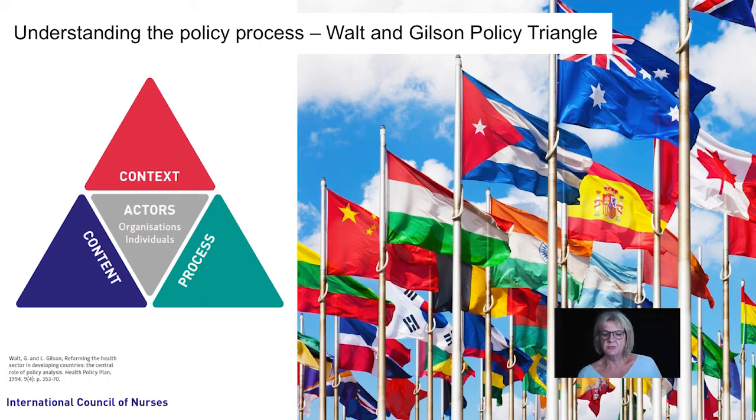And we start by trying to introduce the policy triangle by Walt and Gilson. What we as nurses know is a lot about content. And we think because that's what we know, that's what people should listen to. What we don't take into account are the other aspects of that triangle. So we know the content area, we miss the context, we miss the process, and probably most importantly, we miss understanding the actors. So the content in itself, even though we understand how vitally important what we know is, we're missing that very complex context.